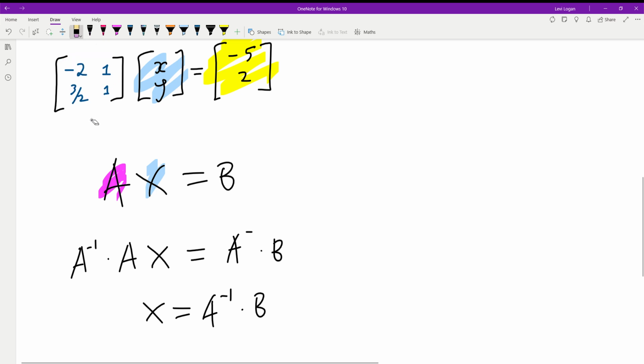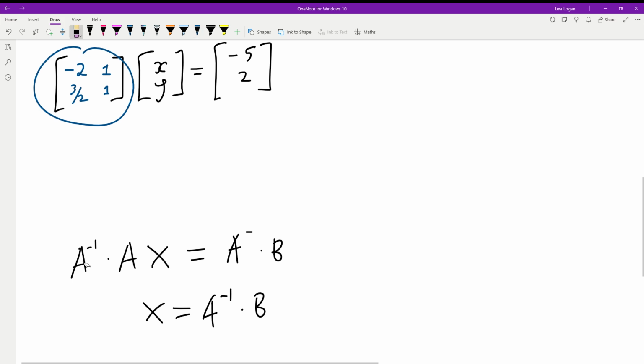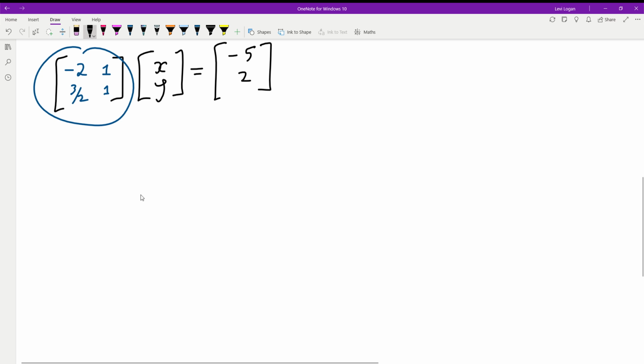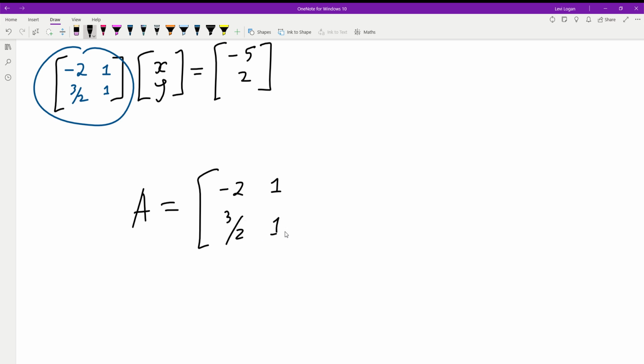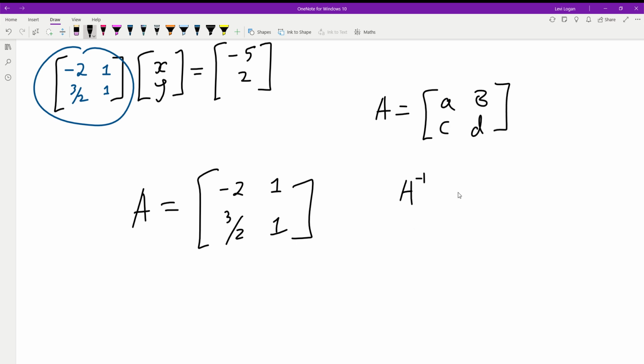So in simple terms, we need to find the inverse of this matrix in order to work out what we're doing. The first thing to do is just label it. So A equals negative 2, 1, 3 on 2, and 1. Now if you're finding the inverse, let's say A is a, b, c, d. The inverse of a matrix will be 1 over the determinant, so it'll be ad minus bc, and then it would be d, negative b, negative c, a. So we change the sign of these two and swap the a and d around.